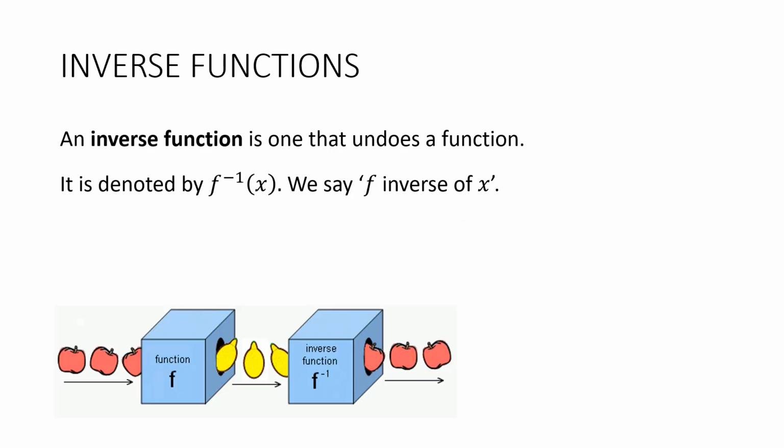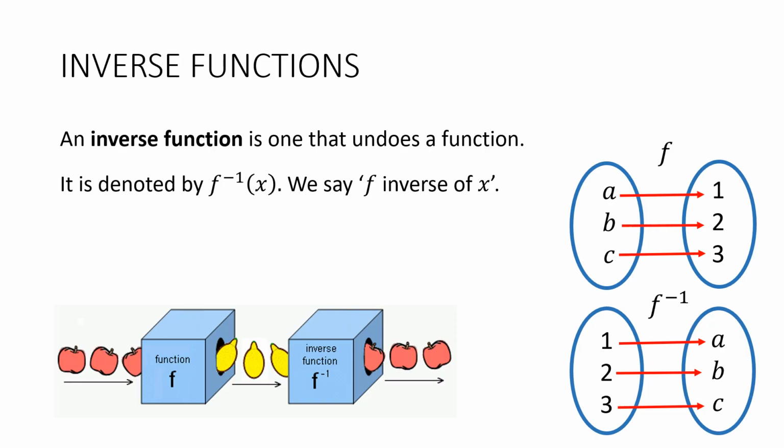If we have a function that turns apples into lemons, then if we put lemons into the inverse function, we should get apples. Here's another example. If our function turns ABC into 1, 2, 3, then our inverse function should take the 1, 2, 3 and turn it back into ABC.